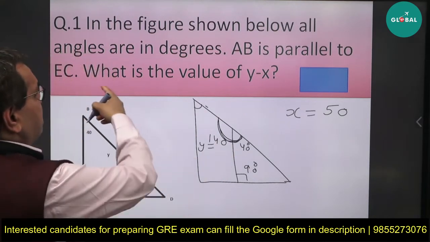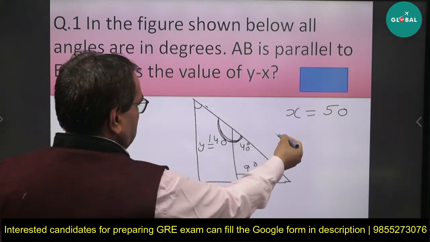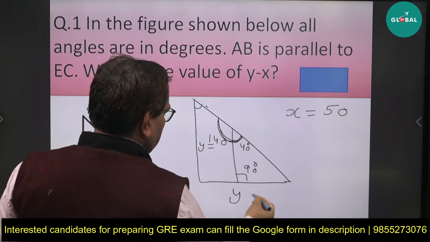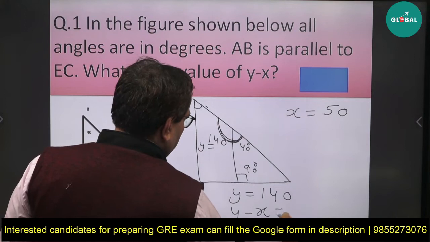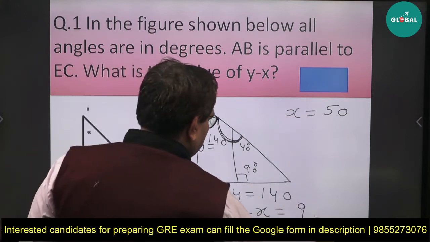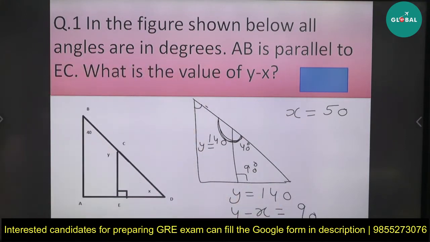Now they are asking the value of y minus x. So y minus x is equal to 140 minus 50, that is 90. So y minus x is equal to 90. You have to write the answer 90. Clear? Now let us see the second question.